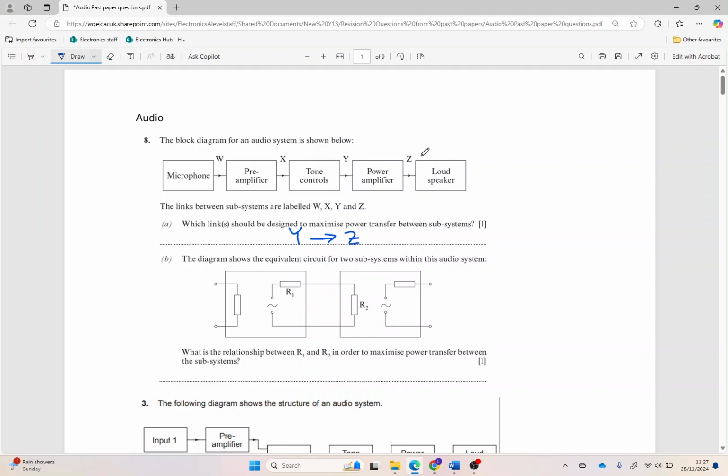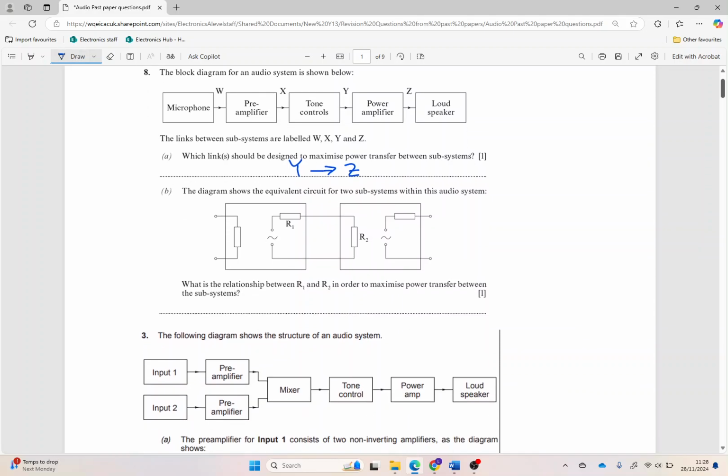Otherwise, if we're looking at maximum voltage transfer, that would be all of these other subsystems, where we're looking for the input resistance of the next subsystem to be a lot bigger than the output resistance of the previous subsystem, which obviously leads us to the next one. So for the relationship to R1 for maximum power transfer, we want them, in this case, to be equal.